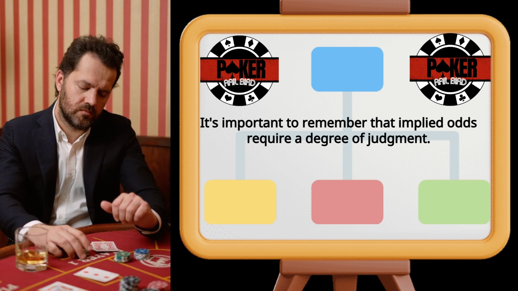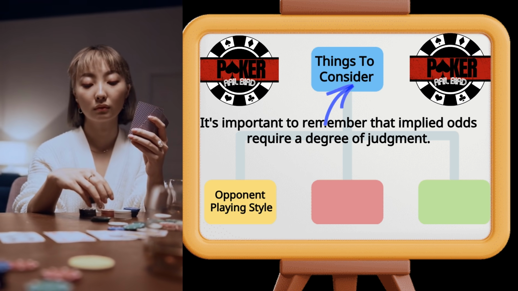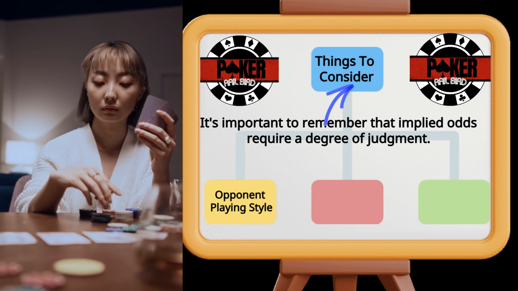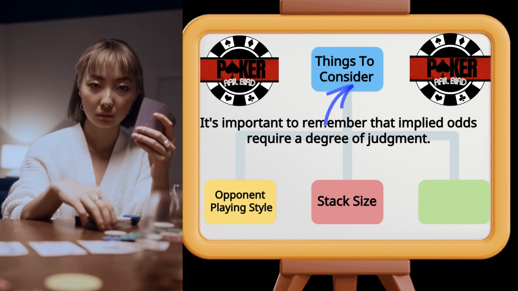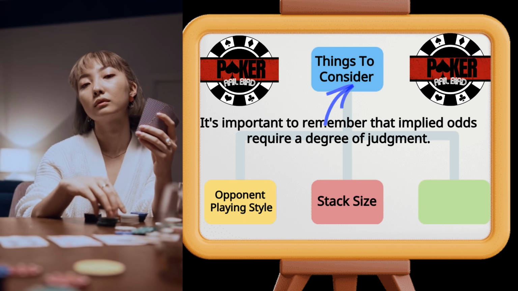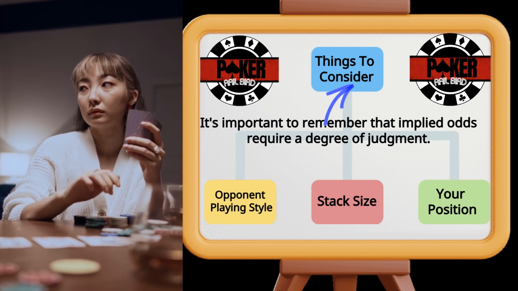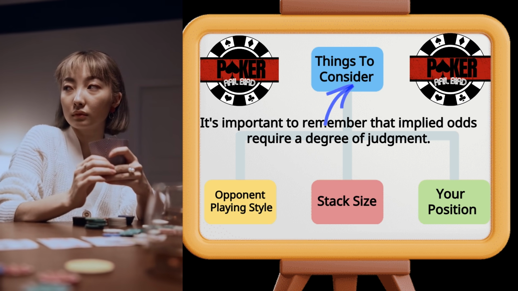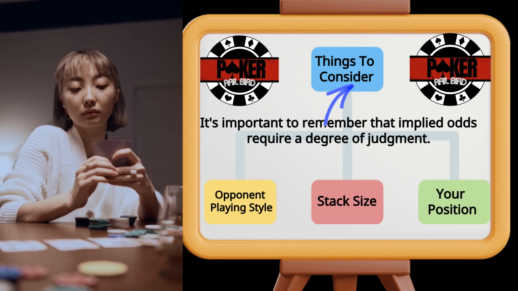You need to consider how likely your opponent is to pay you off if your hand improves, the size of the stacks involved, since implied odds are limited by the chips your opponent has left to bet, your position at the table, which can significantly impact your ability to extract value. Let's break that down a little further.